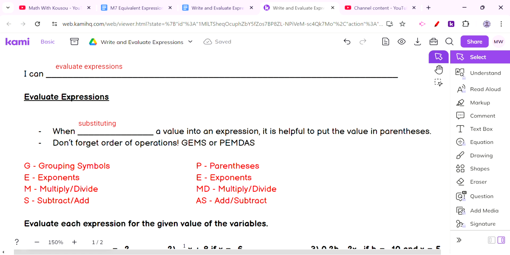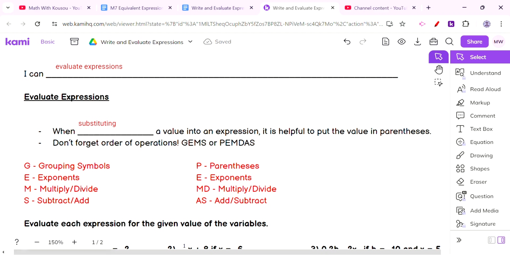Hi there, in this video we are going to go over how to evaluate expressions. When substituting a value into an expression, it is helpful to put the value in parentheses. Don't forget the order of operations, GEMS or PEMDAS, whichever you prefer.